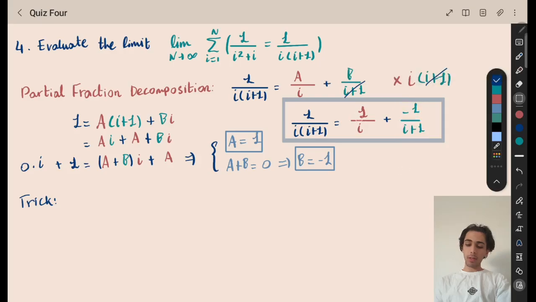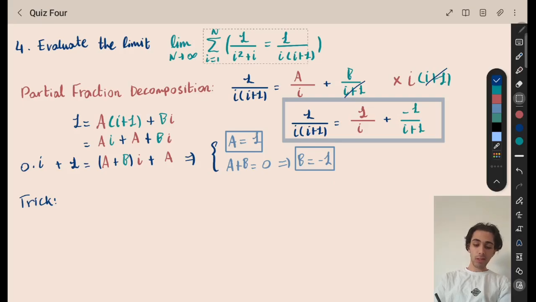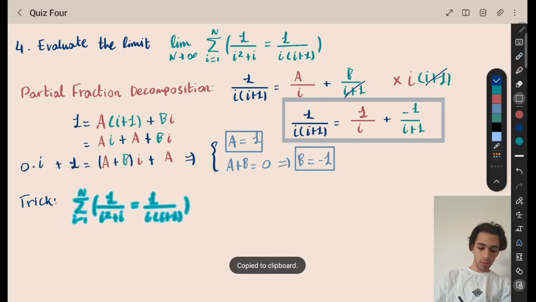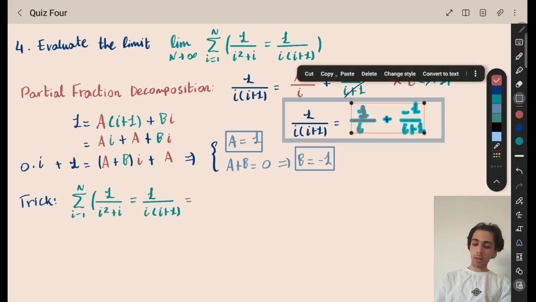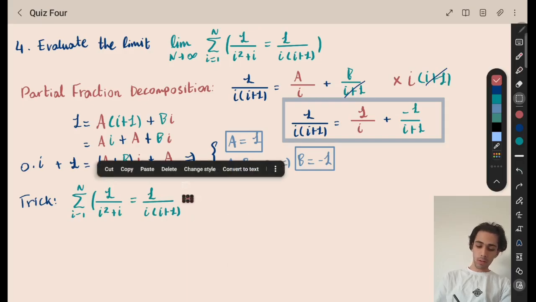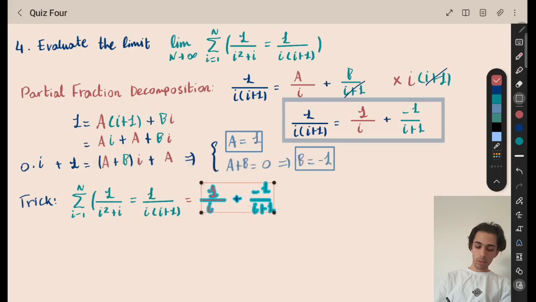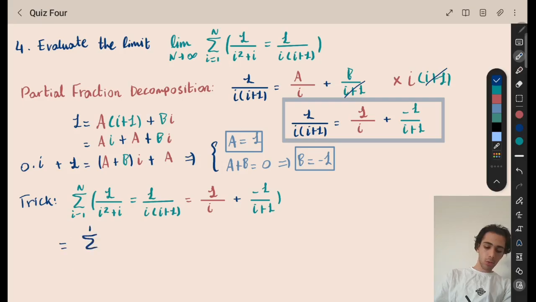Now, given that we have this expression, I'll now write down my sum. I won't write down my limit, I'll just write the sum. First thing is, we've established that this is equal to 1 over I plus minus 1 over I plus 1. So that's already good progress. Now I hope you don't mind if I write this as two sums.